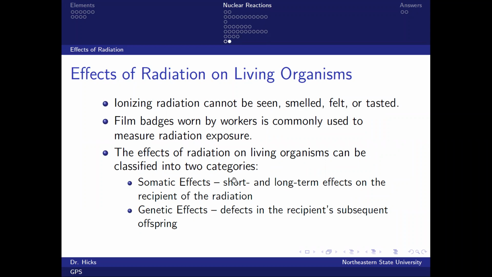Somatic effects of radiation affect the recipient. So that's if you're getting dosed with a lot of radiation, it affects you. If you get some dose of radiation and that causes your offspring to have genetic changes, that's a genetic effect, which is definitely something that can happen. People that work in conditions where there's radiation exposure potential have special badges that they wear that get checked routinely to make sure they did not get too much radiation, because you can't see, smell, feel, or taste any kind of ionizing radiation.